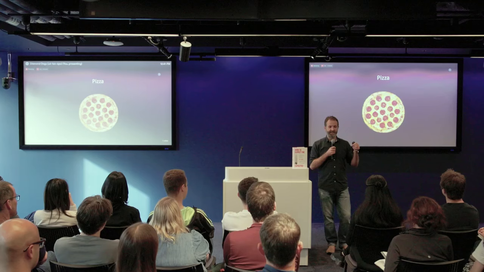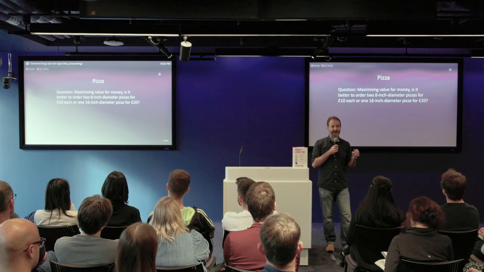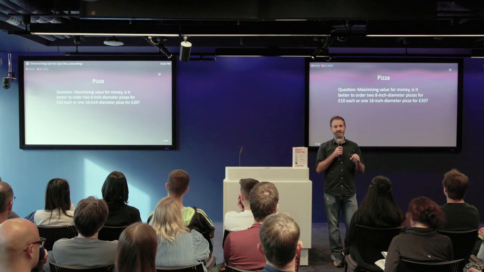So where does this sort of reasoning come in the real world? Well, it comes in when we're thinking about pizza, okay, and the value for money for pizza. So I'm going to posit that the price of a pizza scales linearly with the diameter, and this is true, and I'll show you some data to back that up in a second. But then I'm going to ask you a question. So if you want to maximize your value for money, is it better to order 2 8-inch pizzas for £10 each, or 1 16-inch diameter pizza for £20?